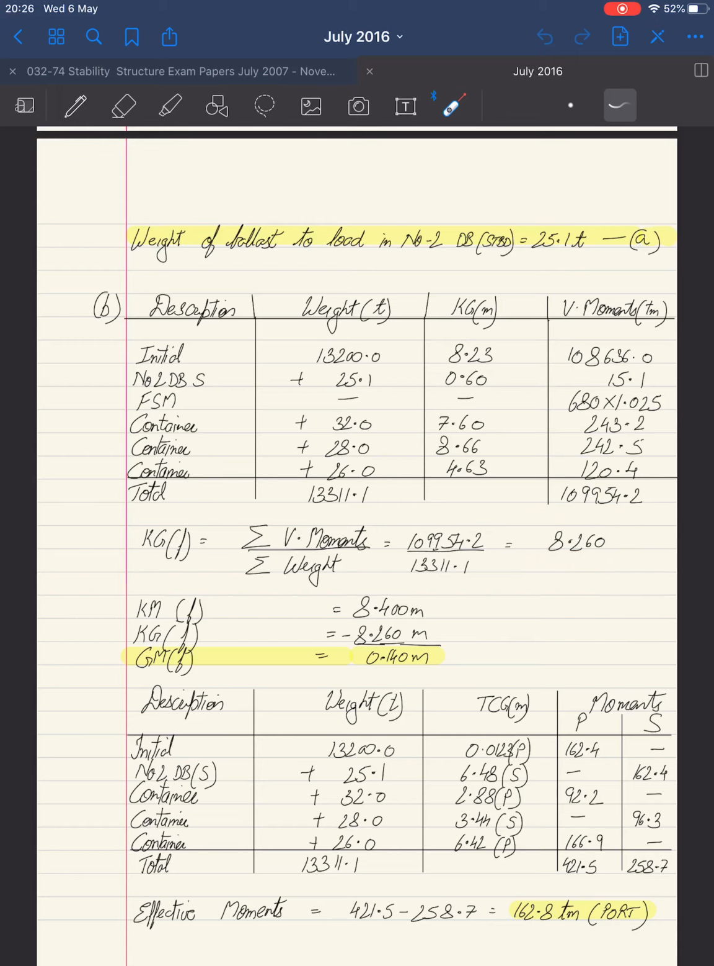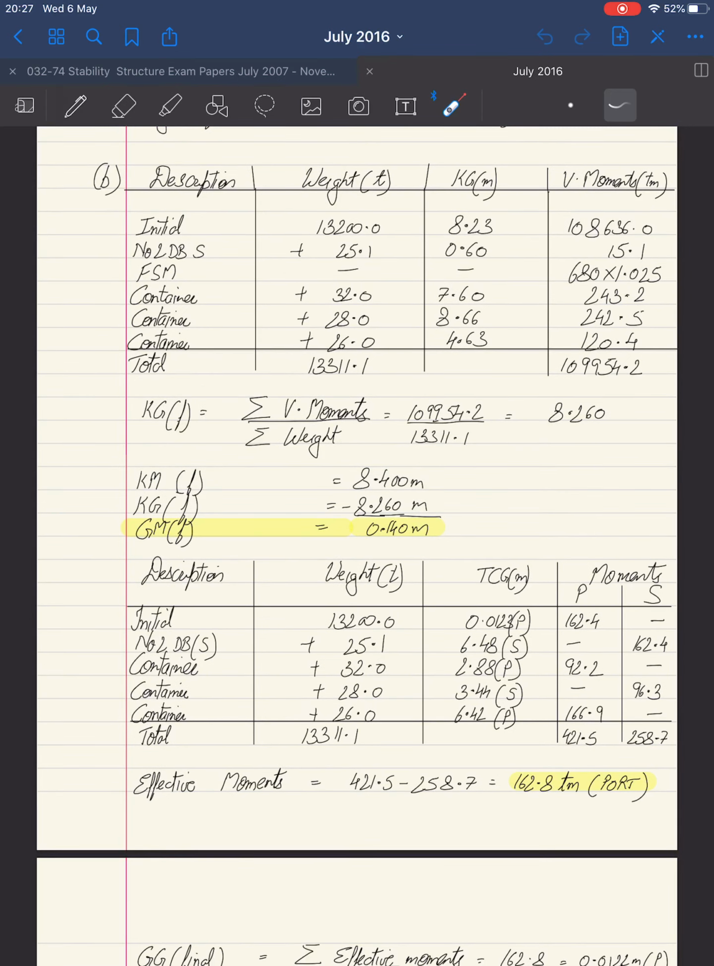Now we will calculate KM final at the displacement of 13311.1 tons by looking into the hydrostatic data and by doing the interpolation. So we have obtained the KM as 8.400 meters. The KG final has been obtained as 8.260 meters, which has come from this place. When we take KG off from KM, what we'll get is the GM final. So the GM final we have got is 0.140 meters.